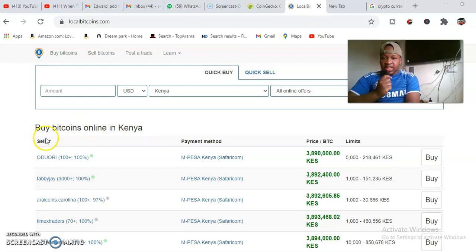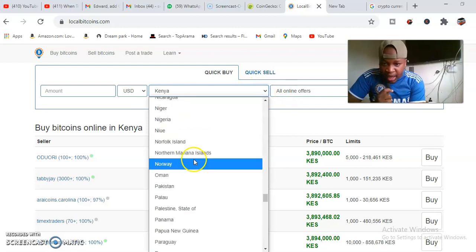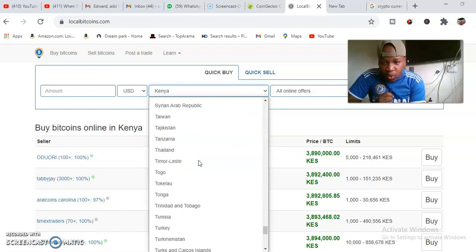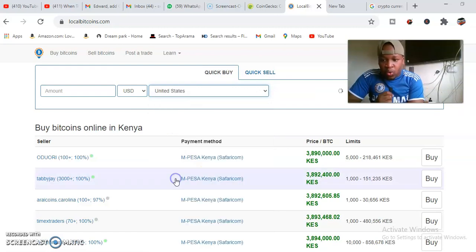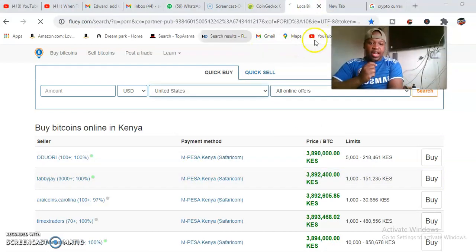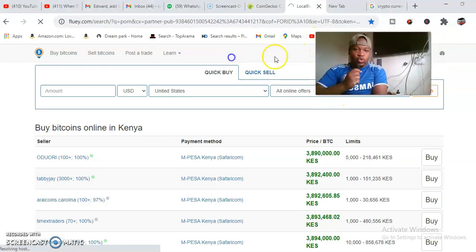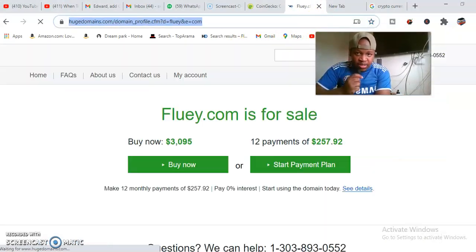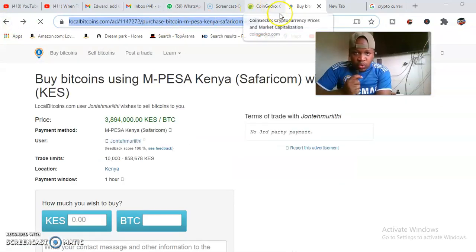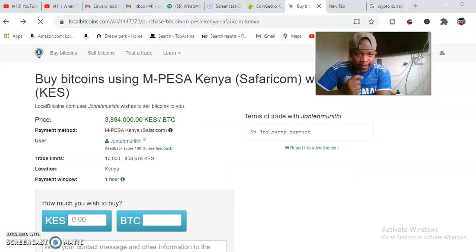We can see these are the sellers, the payment method, and the Bitcoin price I can buy it at. So I'll come also here. I can maybe even put another filter to ensure that I'll only pick guys who are from the United States. Also, you can come here and put another barrier, say that I only want to trade with guys from maybe a specific region.